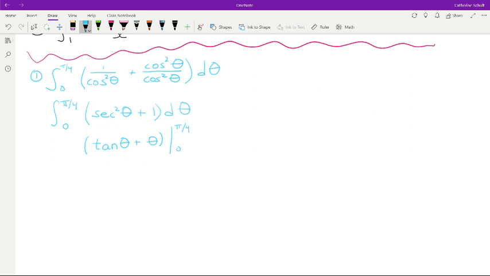Okay, so let's see what we get. So tan of pi over 4 plus pi over 4 minus tangent of 0 plus 0. Okay, so tangent of pi over 4 is 1 plus pi over 4. And now tangent of 0 plus 0 is 0. So we can't do anything. So we'll just leave it like this. 1 plus pi over 4.